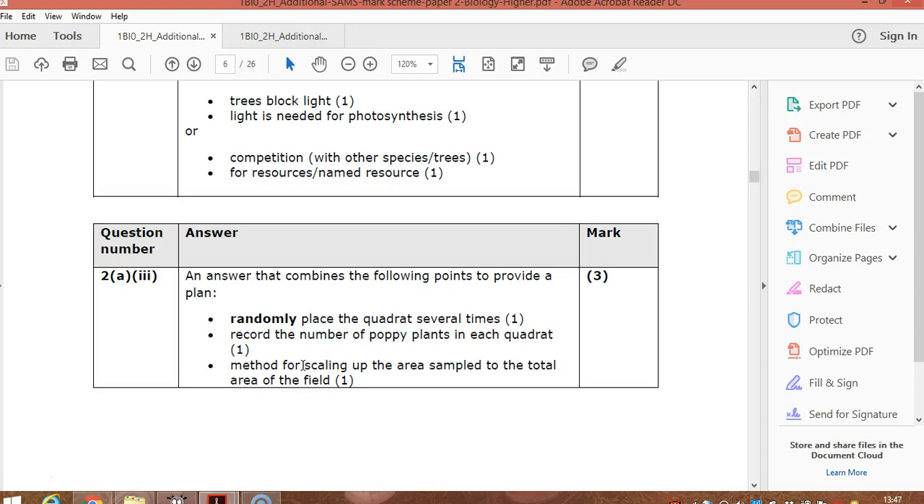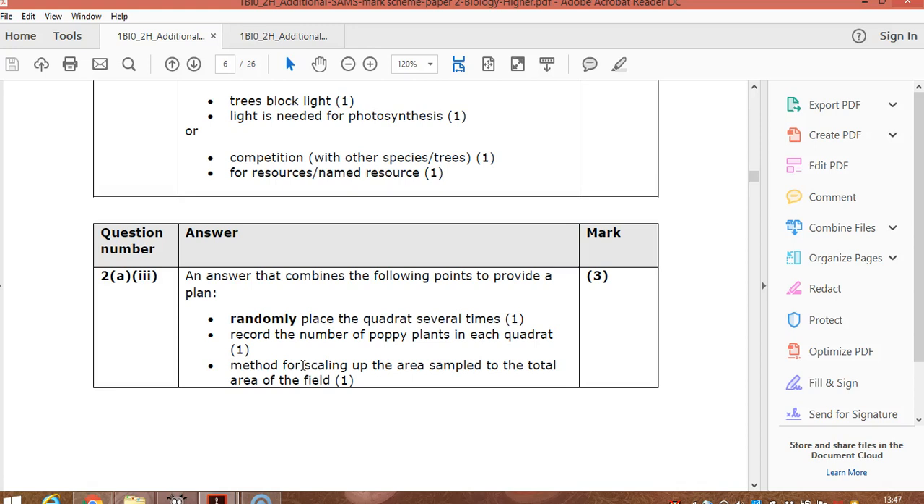So what that means is, say your quadrat is 1 meter squared, and you put lots of quadrats down. Say you put 5 quadrats down, and you've got the numbers 4, 6, 5, 3, and 7. Right, so that's how many poppies there are. So you take an average of that. The average would be 5 poppies per quadrat. Each quadrat's 1 meter squared.